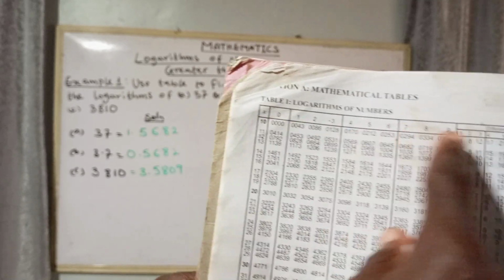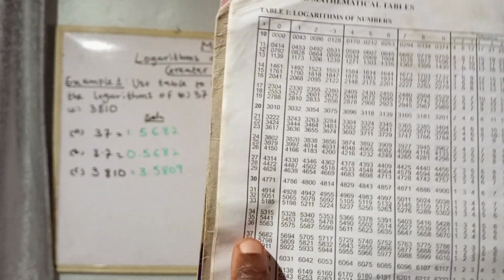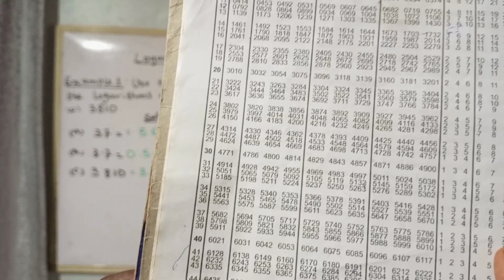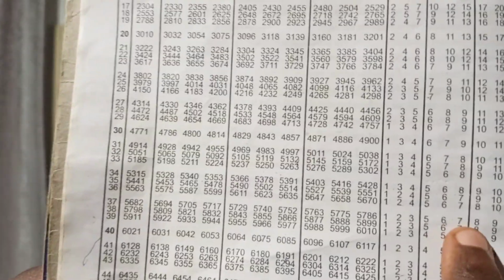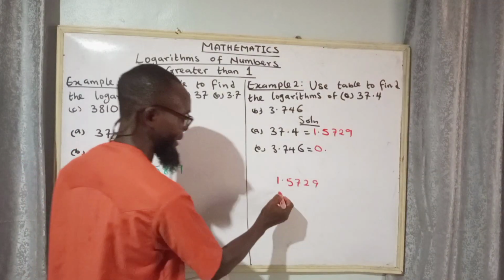Now, as we said, this is our differences. 37 under 4. This is my 37 here. Under 4 is 5729. Then you now trace your difference 6. This is your 6. Trace it down to 37. So this is 37. This is difference 6. So the difference 6 here is what? Difference 6 here is 7. So which means I have to go and add 7 to it. Don't forget, addition will take place at the right hand side.